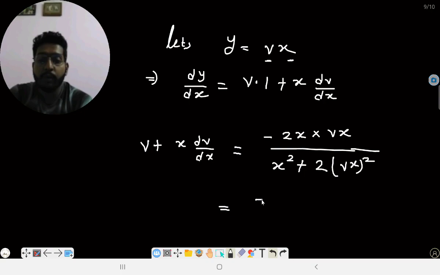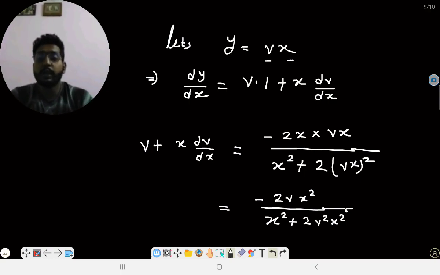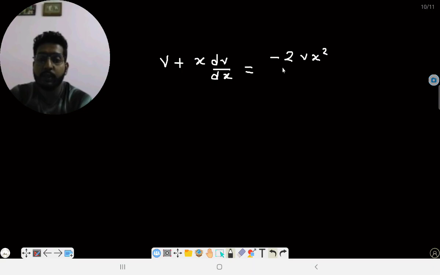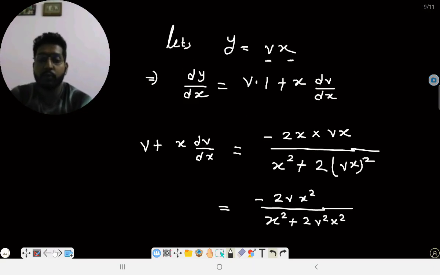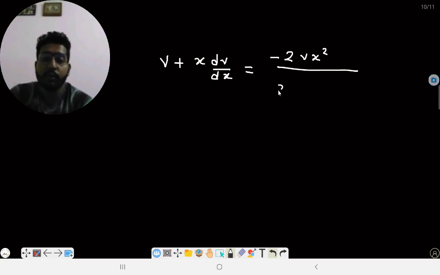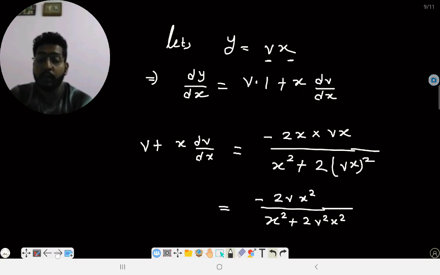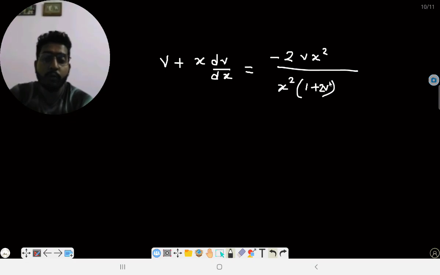So the numerator will become 2vx², and the denominator is x² plus 2v²x². Now from the denominator we can take x² out. So that will be v plus x dv/dx equals minus 2v x² divided by, if I take x² out, 1 plus 2v². Now x² will cancel out.